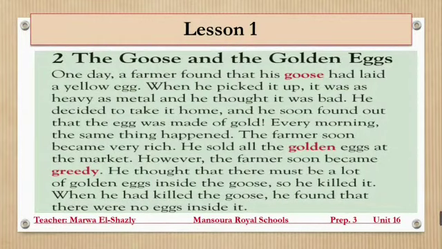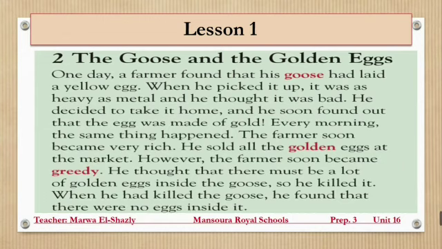For the second story, the goose and the golden eggs. One day, a farmer found that his goose had laid a yellow egg. When he picked it up, it was as heavy as metal, and he thought it was bad. He decided to take it home, and he soon found out that the egg was made of gold.